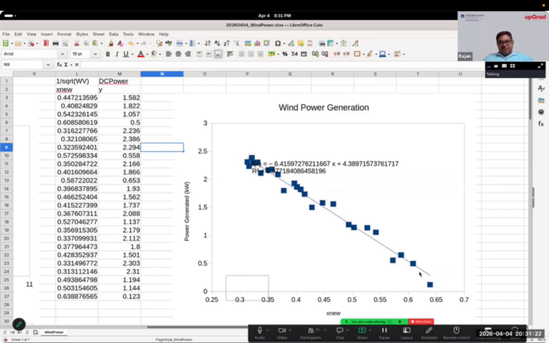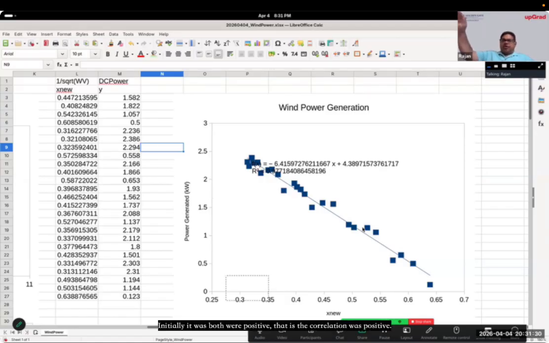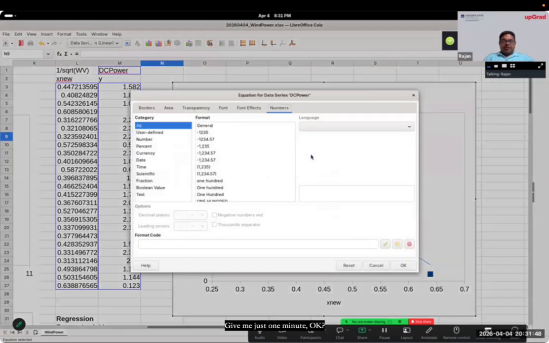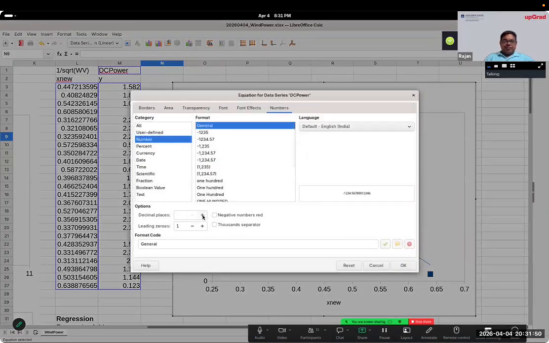We could use this, because of the way I have categorized, I created the non-linearity. Initially, both were positive; that is a positive correlation. Now, with the new variable and y, the correlation is negative, but it doesn't matter. Now you see the relationship is linear. And as you can see, in class 1 and class 0, this is about probability.